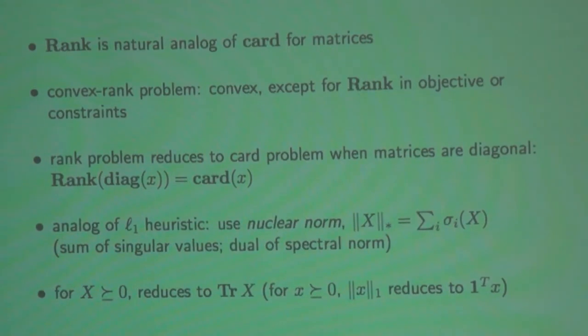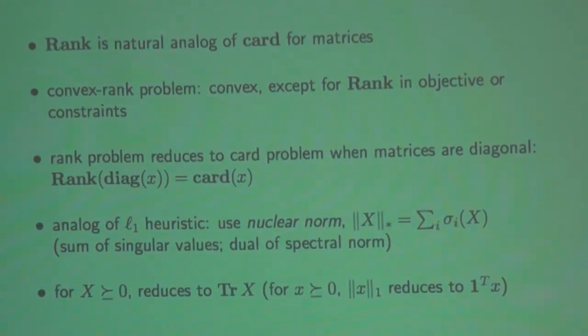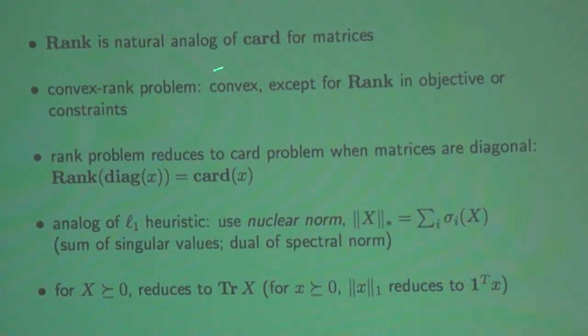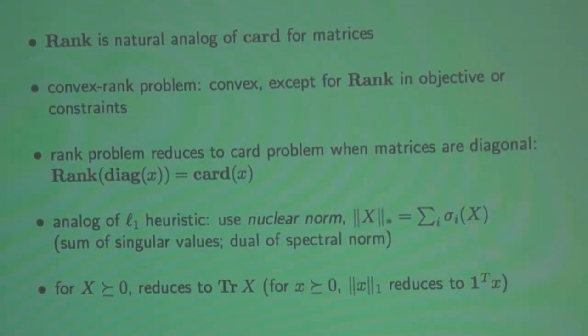Okay. Last topic is extension to matrices. This is a huge big deal now. A lot of people are working on this. And it's interesting. So the analog of card for vectors is rank.